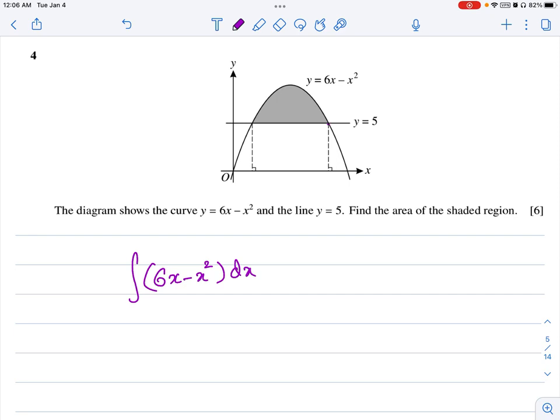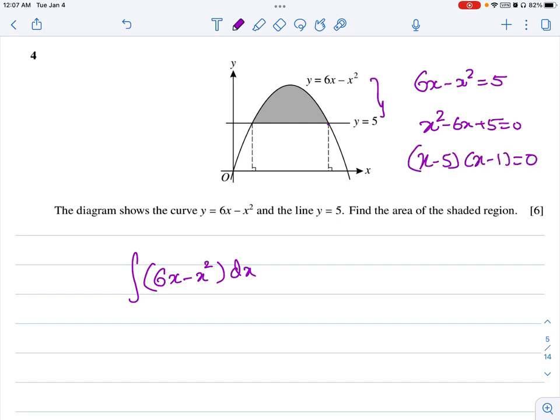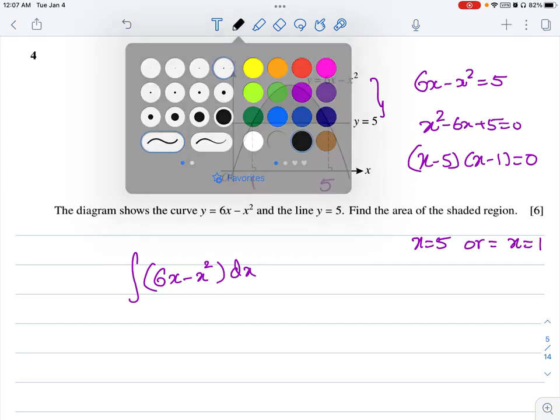But this line y is equal to 5 is intersecting the graph at those two points. So what do I do? 6x minus x square equals 5. So I get x square minus 6x plus 5 equal to 0. So I do x minus 5 times x minus 1 equal to 0. So I get x is equal to 5 or x is equal to 1. So I got those 2 points as 1 and 5. So my limits are going to be 1 to 5.